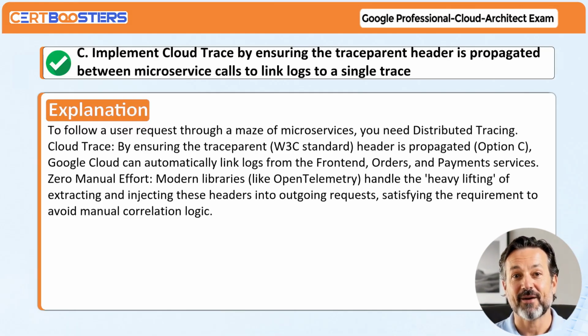Correct answer: C. Implement Cloud Trace by ensuring the traceparent header is propagated between microservice calls to link logs to a single trace. Explanation: To follow a user request through a maze of microservices, you need distributed tracing. Cloud Trace. By ensuring the traceparent, W3C standard header is propagated, option C, Google Cloud can automatically link logs from the front-end, orders, and payments services. Zero manual effort. Modern libraries like OpenTelemetry handle the heavy lifting of extracting and injecting these headers into outgoing requests, satisfying the requirement to avoid manual correlation logic.